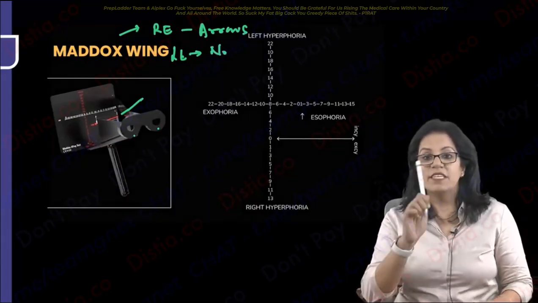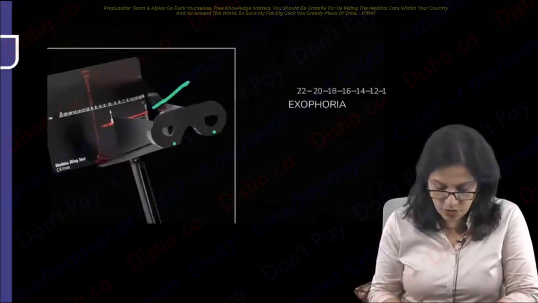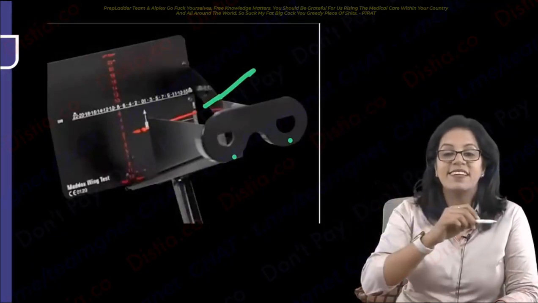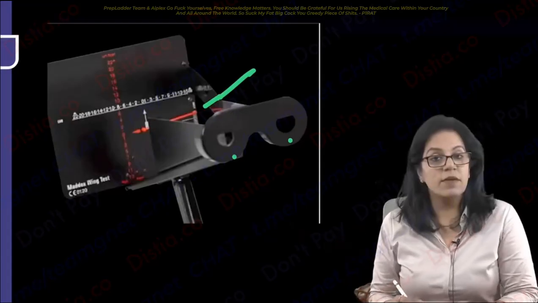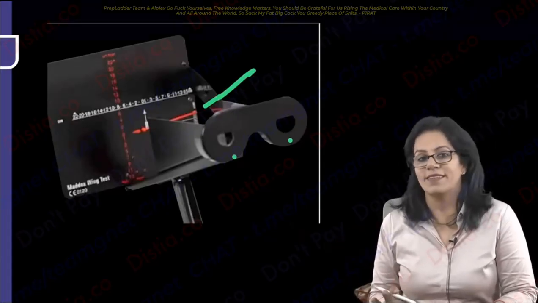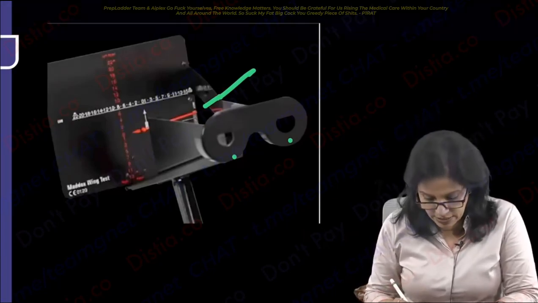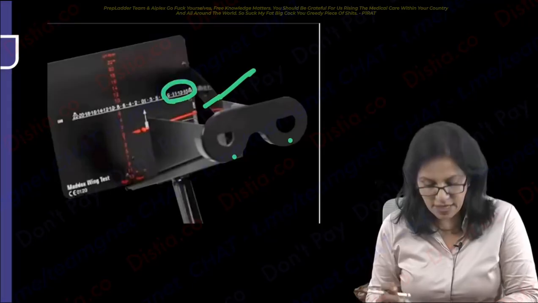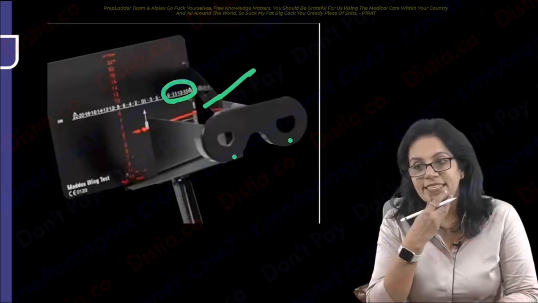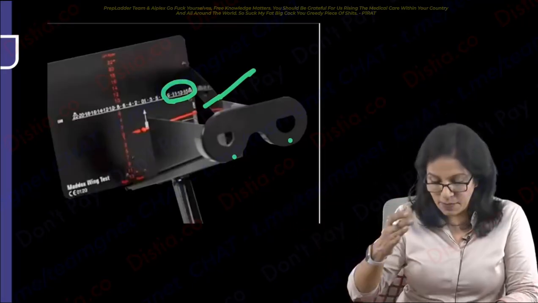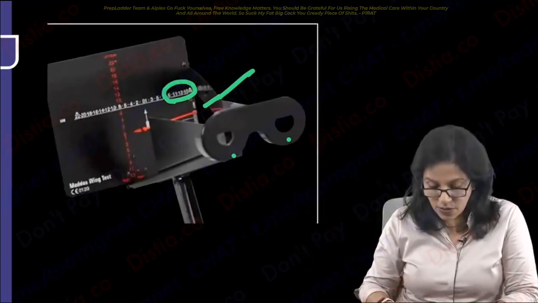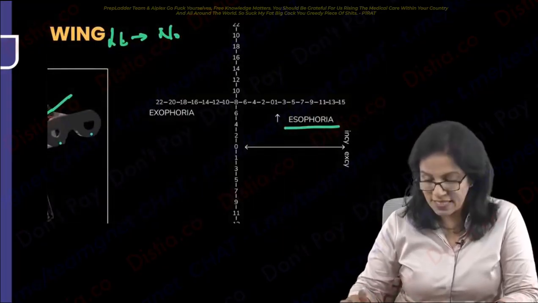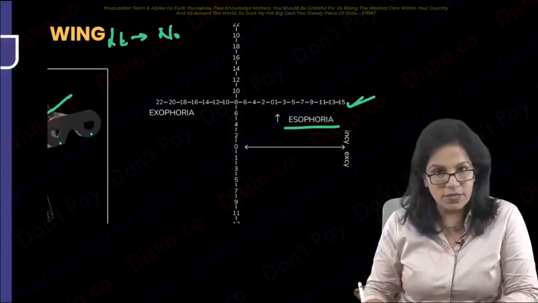Okay? If this patient is almost normal, you just have to ask him about both arrows. Red arrow for the vertical and white arrow for the horizontal. You have to ask him which number the white and red arrows are pointing to. If the patient says this white arrow is pointing to numbers on this side, the same side, right? Then what is it? Same side, uncrossed. Uncrossed means it is esophoria. That is why anything on the right side, when he says the arrow is right, it means it is eso.